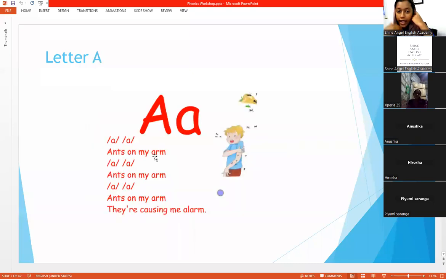Okay, next one is the ant. The letter A is A, and you say, the ants are on my arm. You're going to show it. Ants on my arm, they are causing me alarm.